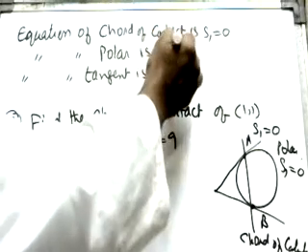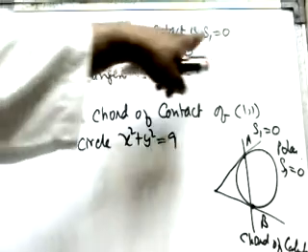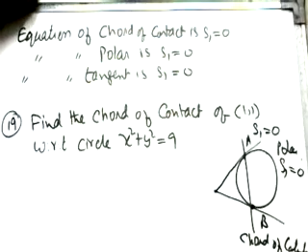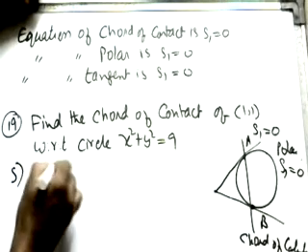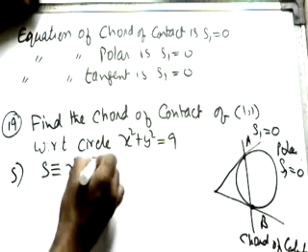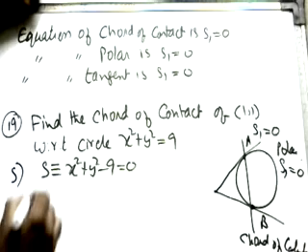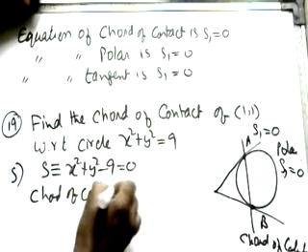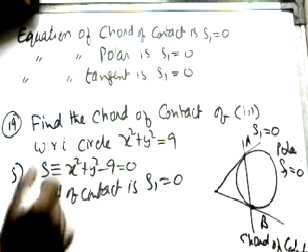The difference will depend upon the point, whether it lies on the circle, outside the circle or inside the circle. But the formulas will be the same for chord of contact, polar and tangent. All three will have the same equation, S1 equals 0. Now let me do one question. Suppose the given circle is x square plus y square, bring this 9 here, equals 9. What is the formula? Find the chord of contact. So we have just seen, chord of contact is S1 equals 0.